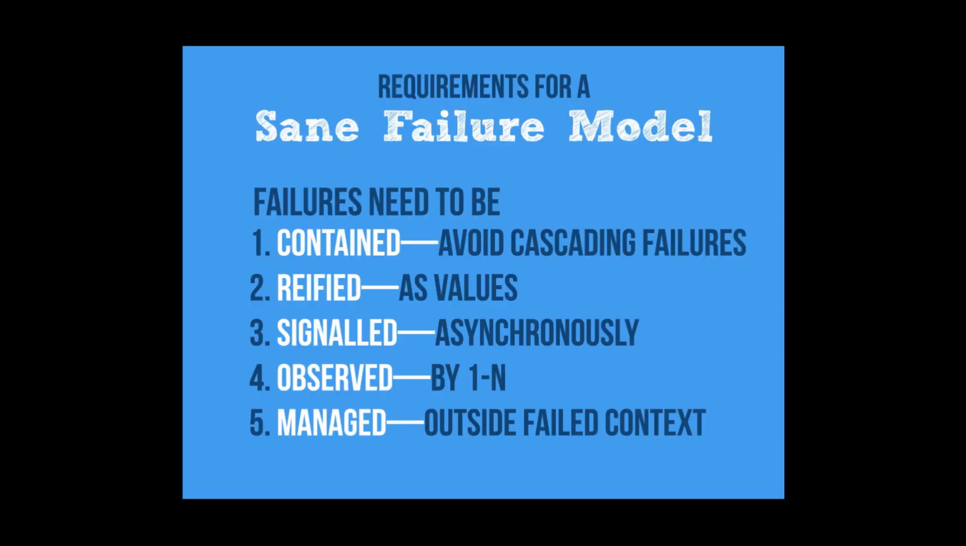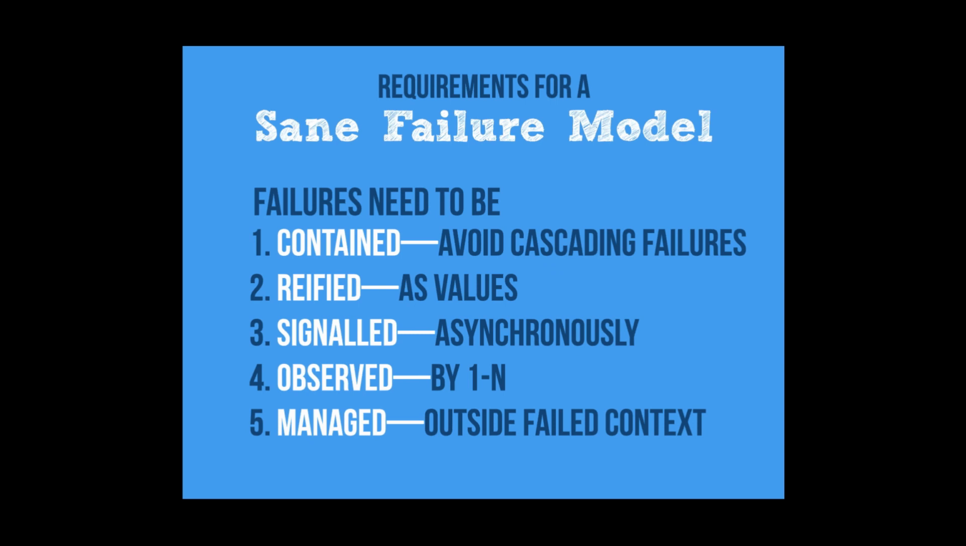So the requirements for a sane failure model, in my opinion, are that failures first need to be contained to avoid cascading failures, as talked about, but they also need to be reified, wrapped up as values, because values are stable, immutable things that you can trust, so that they're really good to base future reasoning upon.